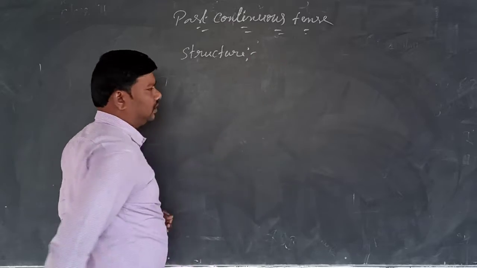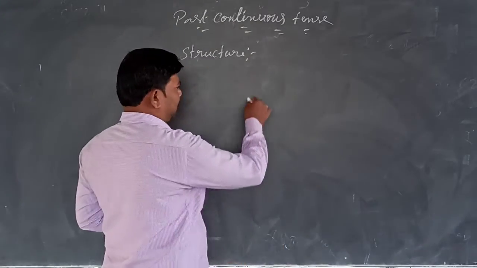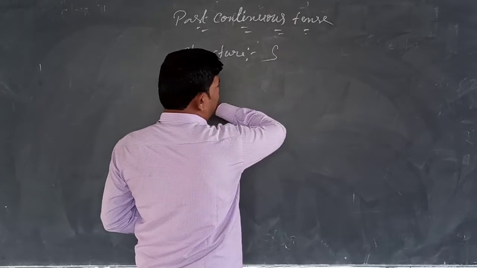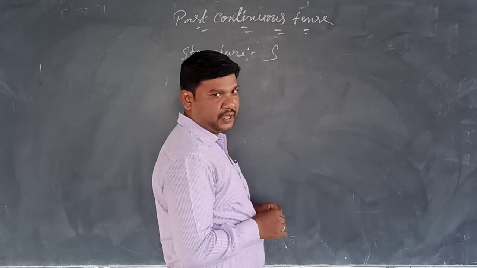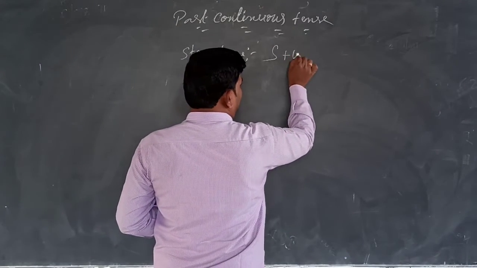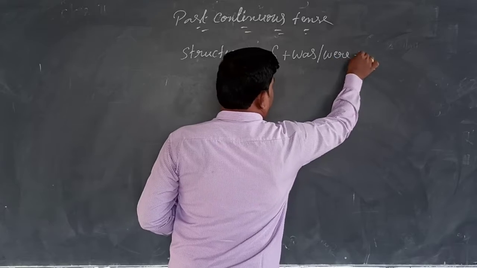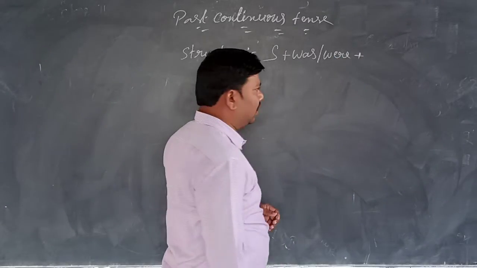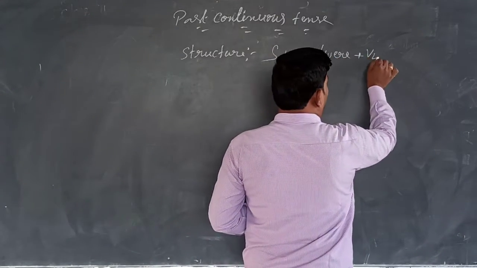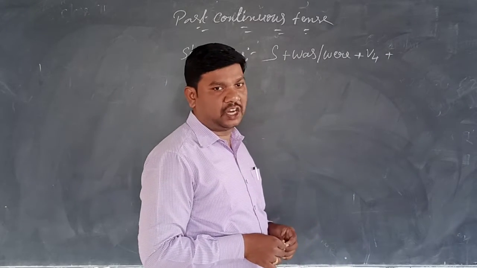Students, let us observe the structure of past continuous tense. What comes first in the structure? First comes the subject. Subject plus was or were plus V4. The verb fourth form we use in past continuous tense.